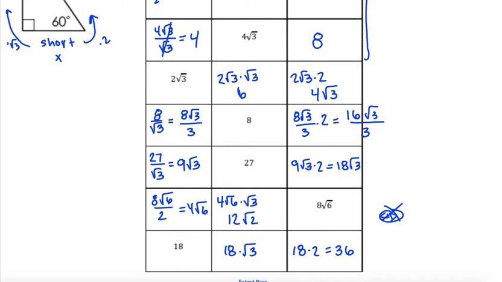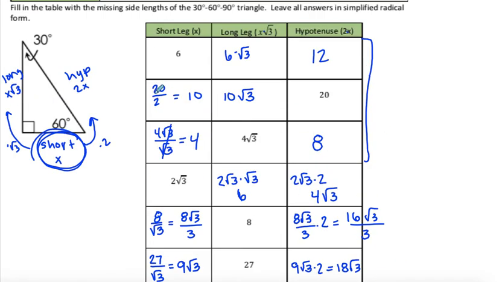So the pattern here that we want to remember is that it's all about the short leg. We want to make sure that everything goes back to short leg. If we're going from long to hypotenuse, we're doing something wrong. Never did I go from 6 to 4 radical 3 or 4 radical 3 to 8. It's all about this column here.